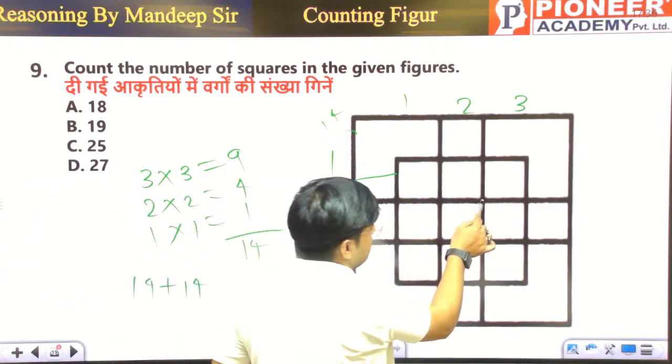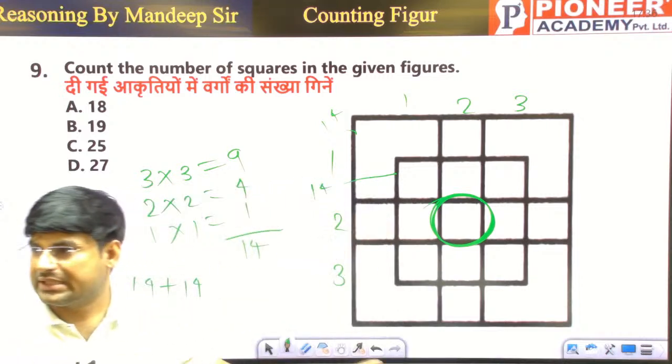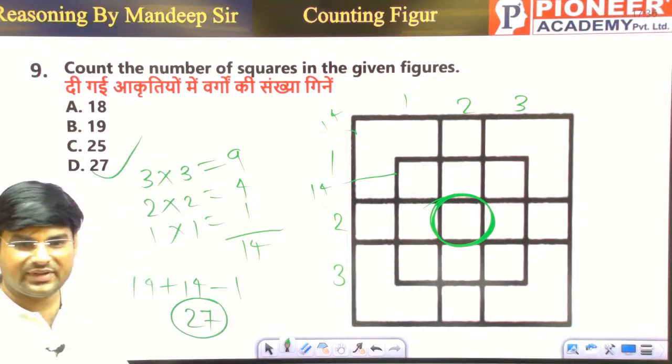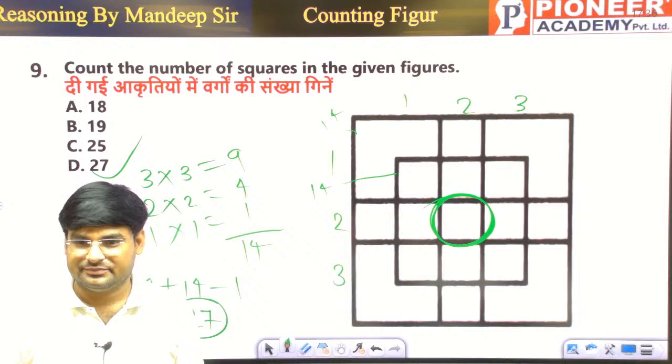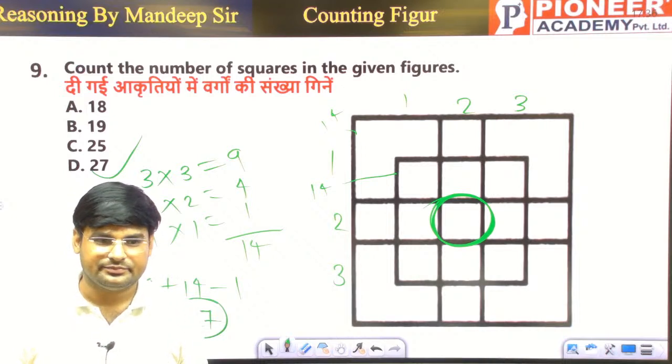But this one is common in both the pictures. So we have to minus 1. There are 27 squares in this figure. Clear? Clear?